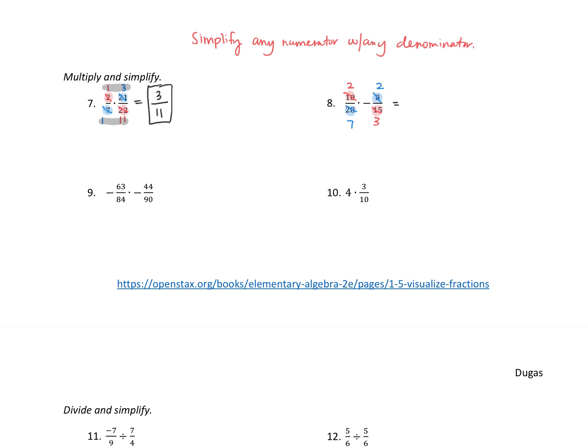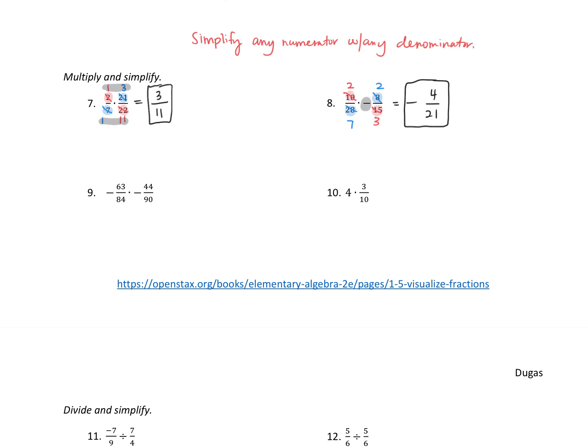Notice that I had a positive 10 over 28 times a negative 8 over 15. So since I have a positive times a negative, my answer is going to be negative. 2 times 2 is 4. And on the bottom, I have 7 times 3, so that's 21. 4 and 21 cannot be reduced, so this is it.